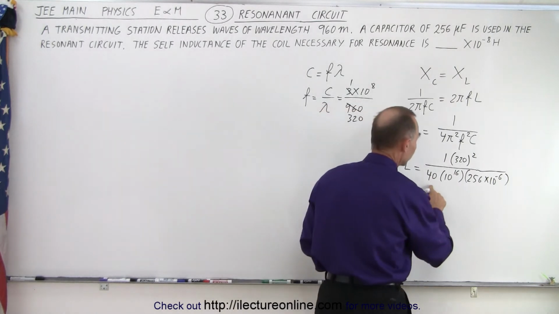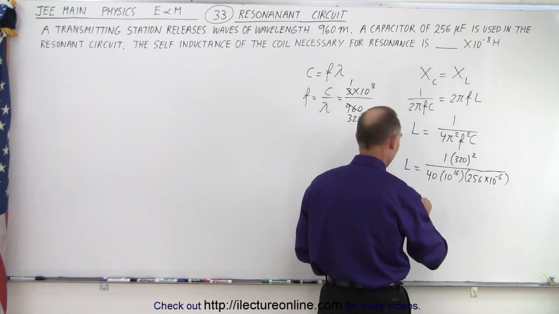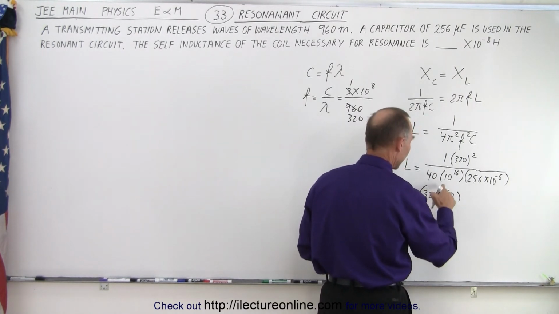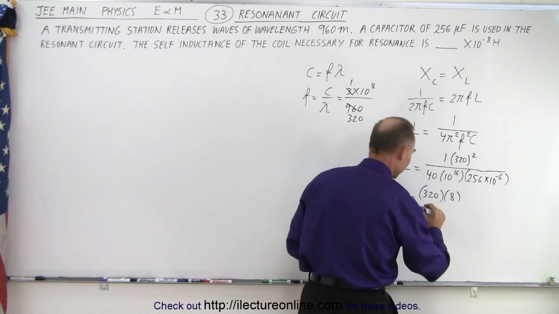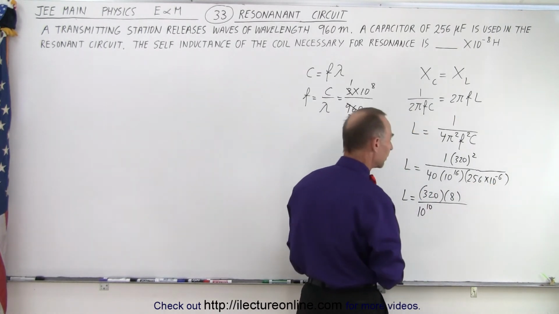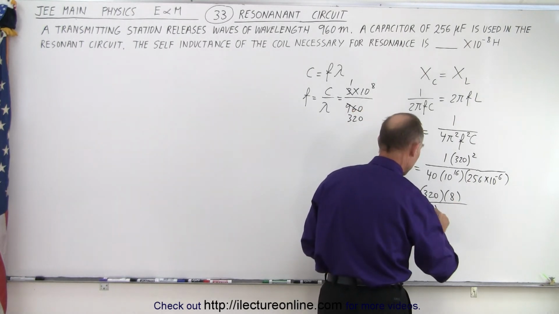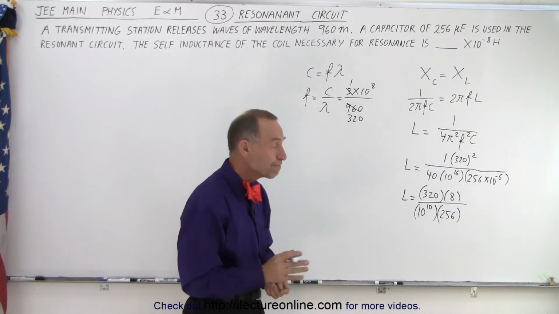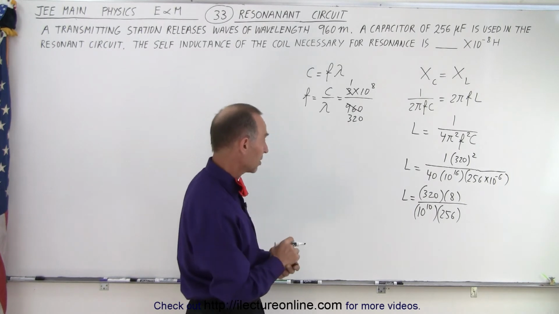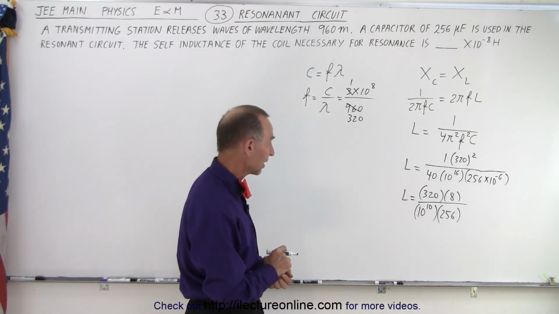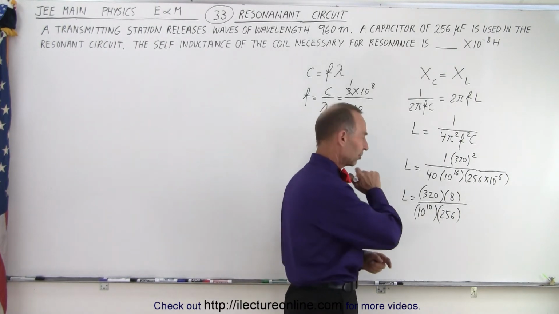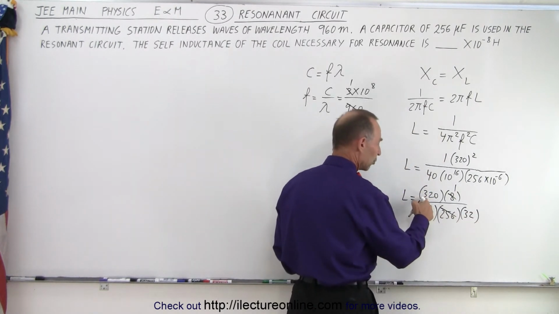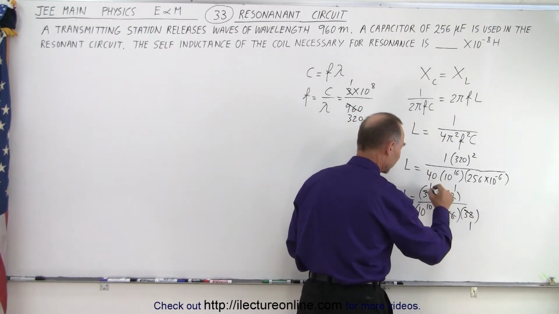Now we realize that 40 goes into 320 eight times, so L is equal to 320 multiplied by 8, that will cancel out to 40. We still have the 10 to the 16th and the 10 to the minus 6, which gives us 10 to the 10th in the denominator. And then we have a 256 in the denominator as well. Now 8 goes into 256 thirty-two times, so this goes to 1 and this goes to 32. And then we have 320 and 32, so this goes to 1 and this goes to 10.